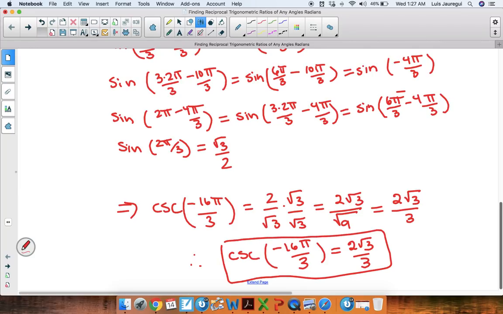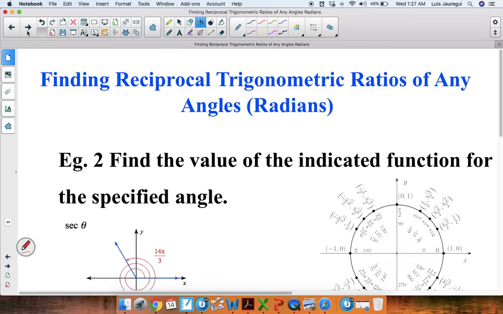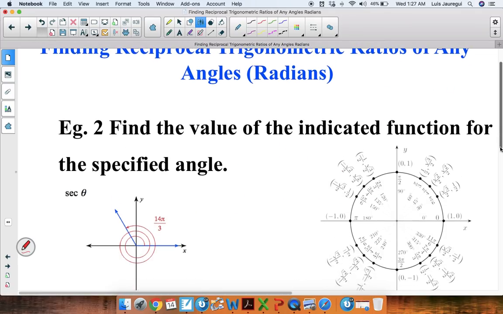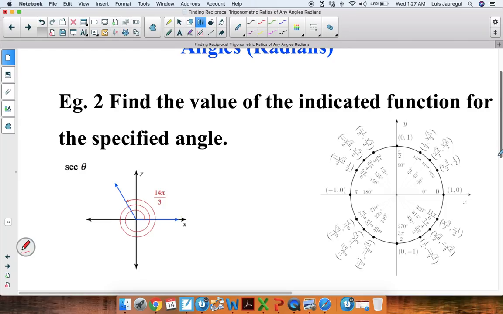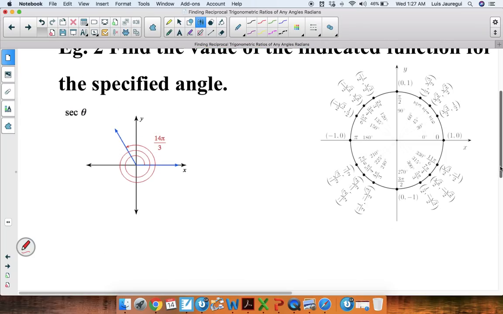So let's see a couple more examples. Example 2, find the value of the indicated function for the specified angle. In this case, we're looking for secant of theta, where theta happens to be 14 pi over 3. So let's write it out. So secant of 14 pi over 3. Now, let's recall a few things. Well, first of all, secant is the reciprocal of cosine. So this is 1 over cosine of 14 pi over 3.